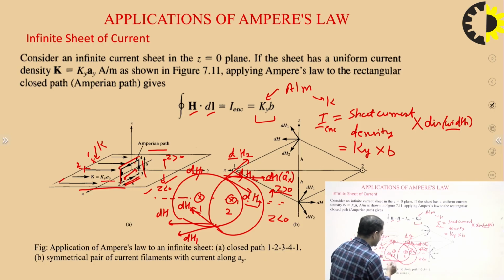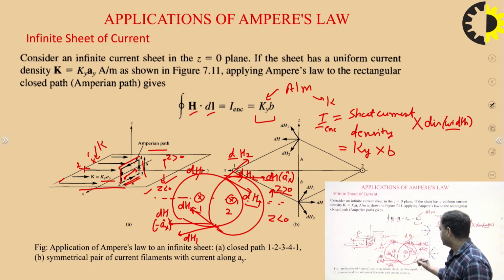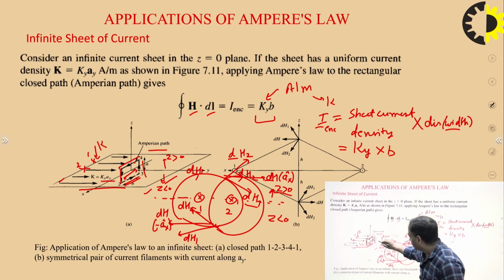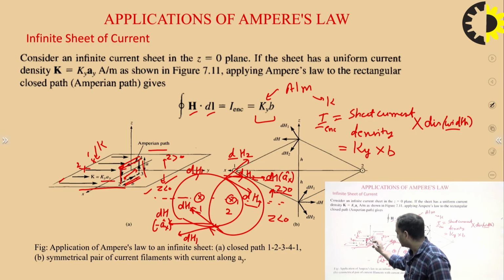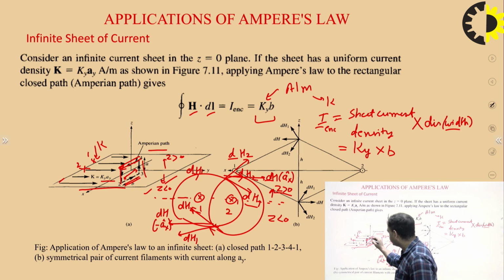For Z less than 0, this dH direction will be minus of aX. Okay. So by this you can see for this element, towards above, Z greater than 0, what we are finding is 4 to 1. This is the direction of positive X. So this will be nothing but the dH, 4 to 1, right?